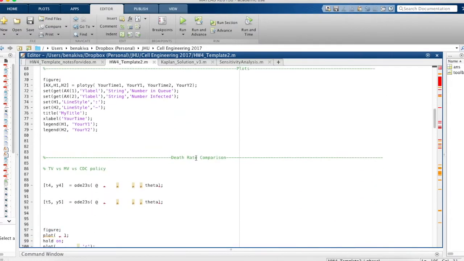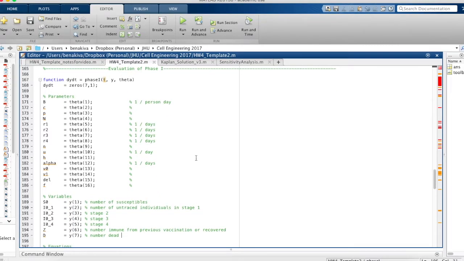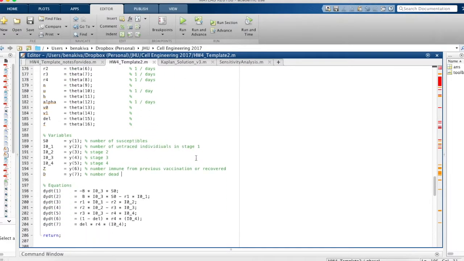And if we go down to the bottom, your ODEs for phase 1 have already been implemented in the code for you. And if you look down here, these are the 7 variables for the phase 1 ODEs. And so you need to, in your ODE solver, set the initial conditions for these 7 variables, and then these are the 7 ODEs corresponding to each of those variables, and your ODE solver is going to give you an output that corresponds to the value of these 7 variables over time.